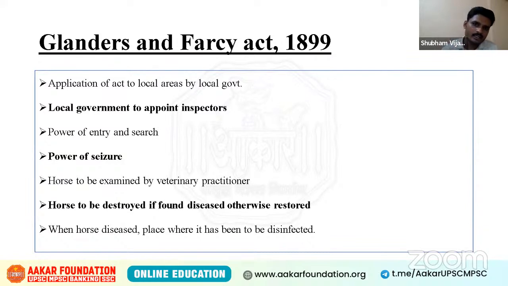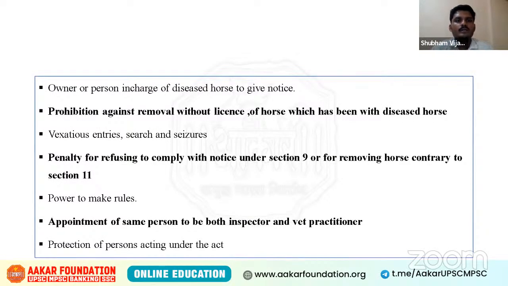These are some important points that come under this act. You remember the year, that is the utmost important. The Glanders and Farcy Act came in the year 1899. Keep that in mind. Now, some other things: if any owner's horse is diseased, then he has to give notice. Then prohibition against removal without license of a horse which has been diseased. Then vexatious entries, searches and seizures can be done. Penalties for refusing to comply with notice under section 9. Power to make rules. Appointment of the same person to be both inspector and veterinary practitioner. And protection of persons under this act. All this comes under the Glanders and Farcy Act.